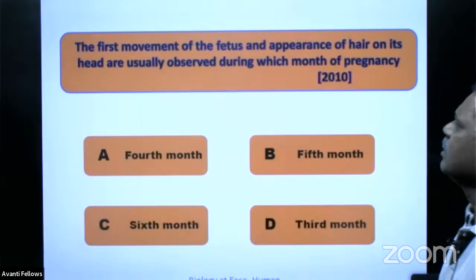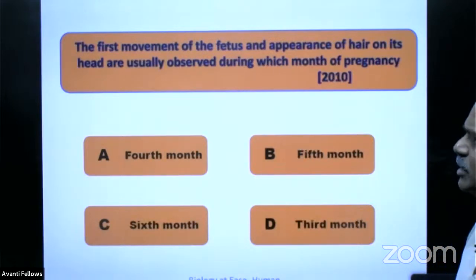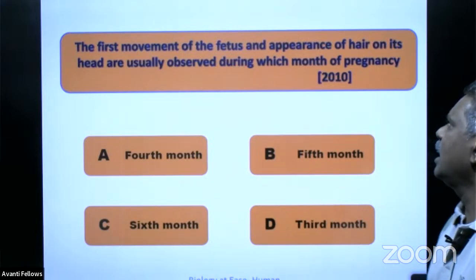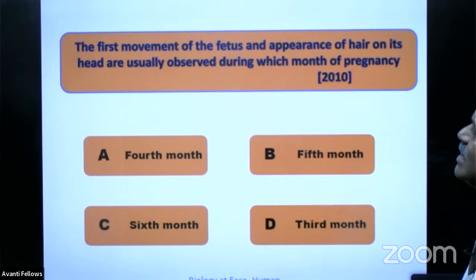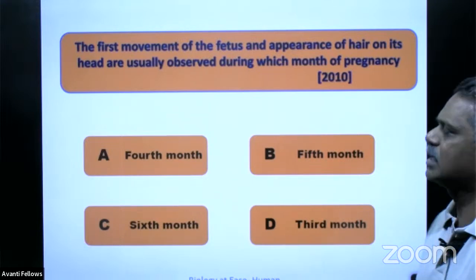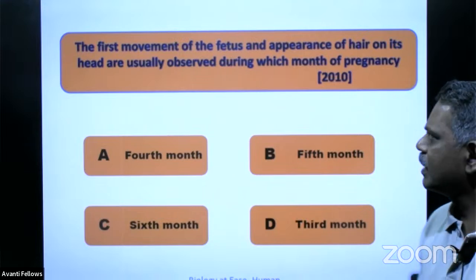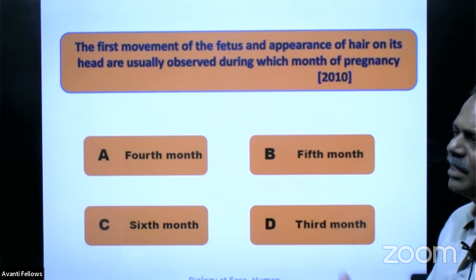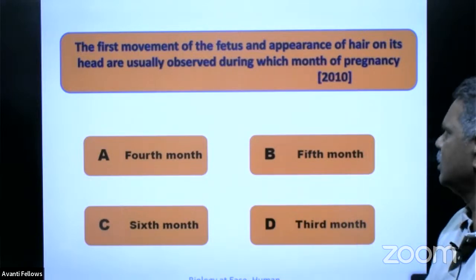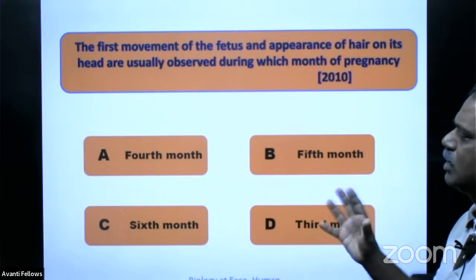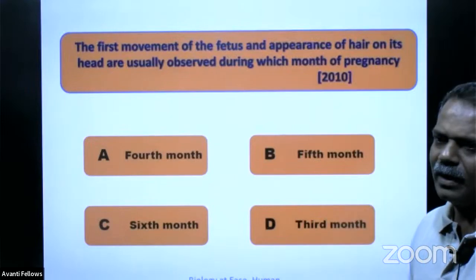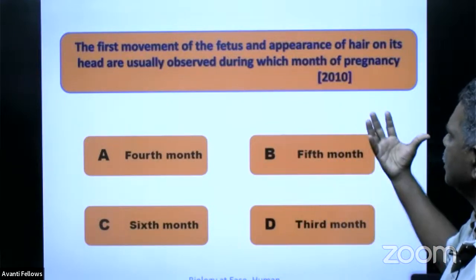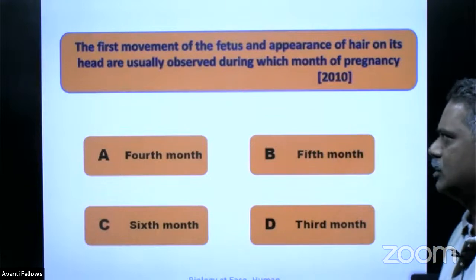Right. Then, next question. The first movement of the fetus and appearance of hair on its head are usually observed during which month of pregnancy? In which month does hair actually appear on the head region?